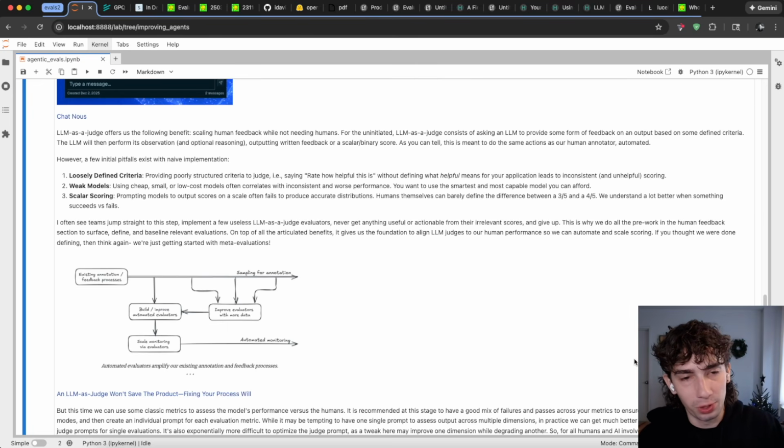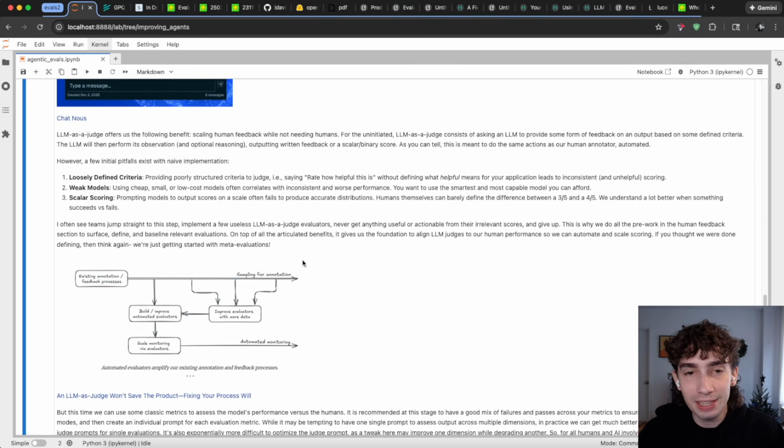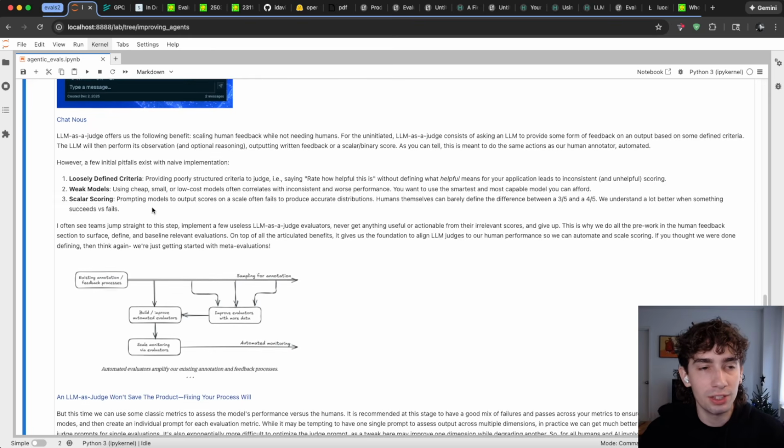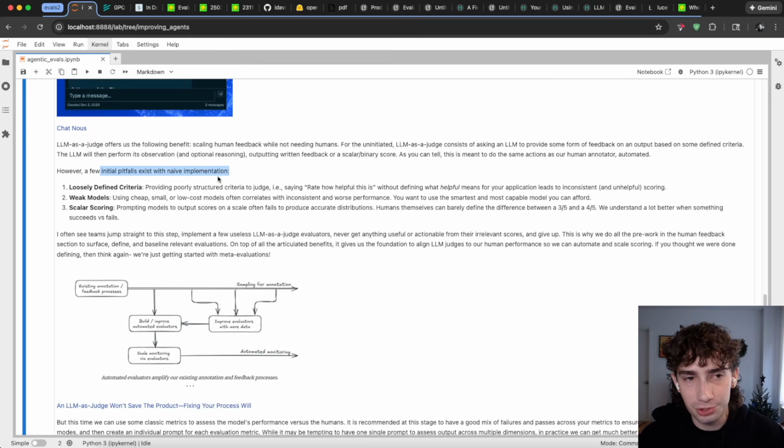But we have been working diligently and smartly and collected all of our human feedback from the prior step, and not only does this let us surface, define, and baseline our relevant evaluations, this gives us the foundation to then align our language model judges to our human performance so that we can do effective automation of this. Before we get into how to specifically do this, I want to cover also a couple initial pitfalls that exist with a naive implementation of LLM-as-a-judge.